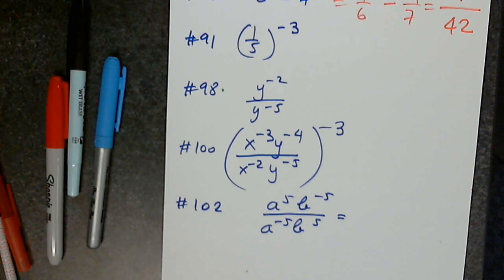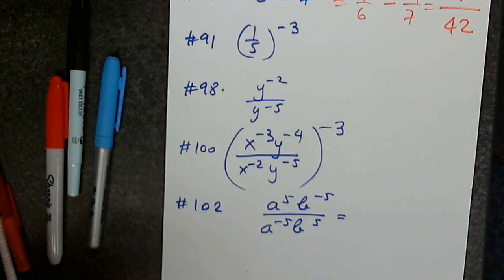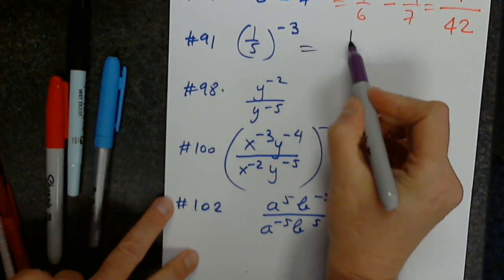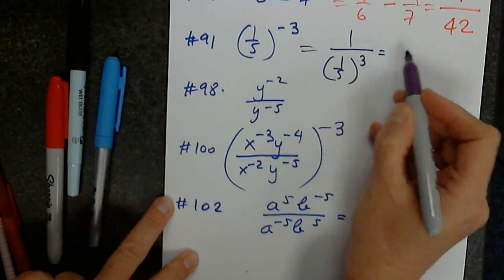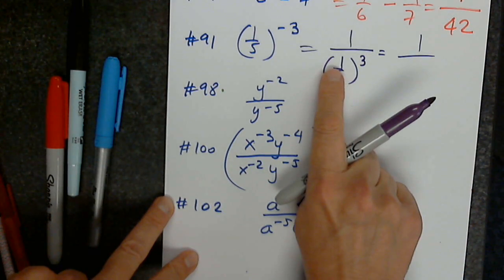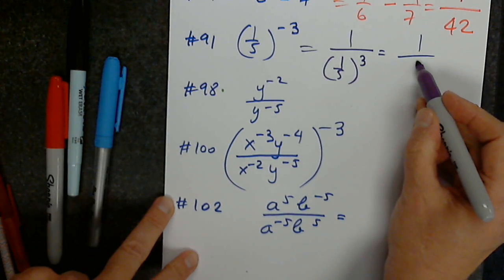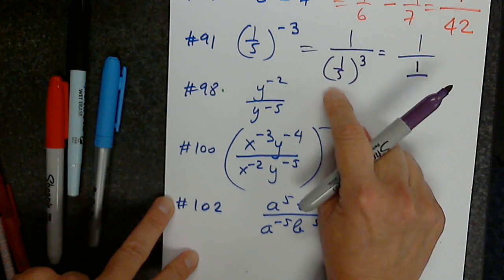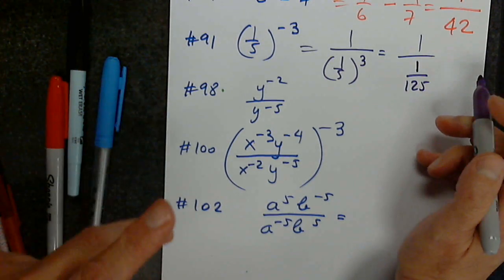A fraction raised to a negative exponent. How do I rewrite this? 1/5 raised to the 3rd. Good. So now when I raise a fraction to the third power, I have to raise the numerator to the third power. 1 raised to the third is 1, and 5 raised to the third is 125. 5 times 5, that's okay.